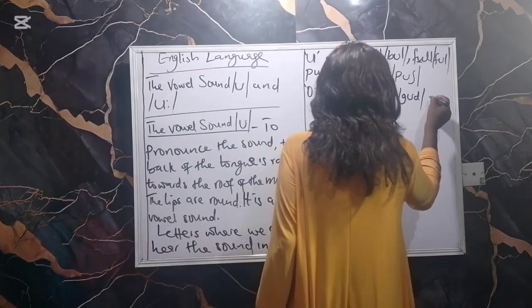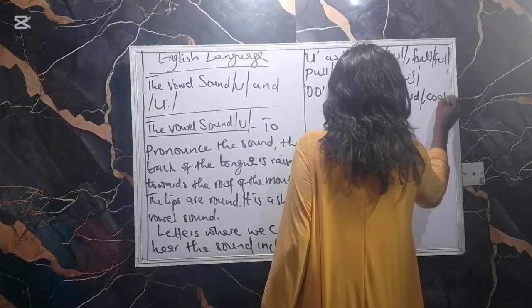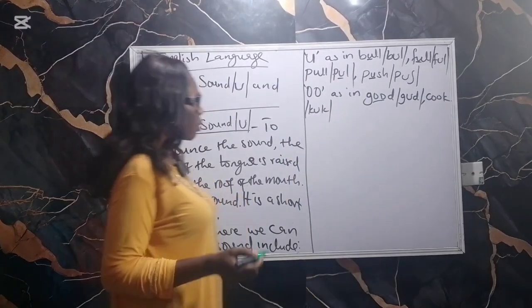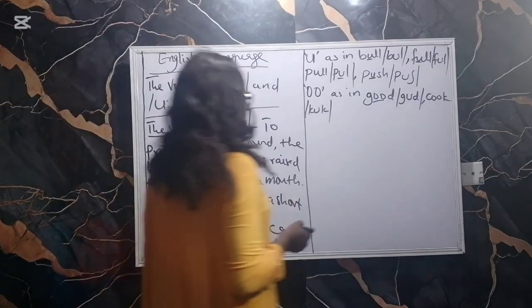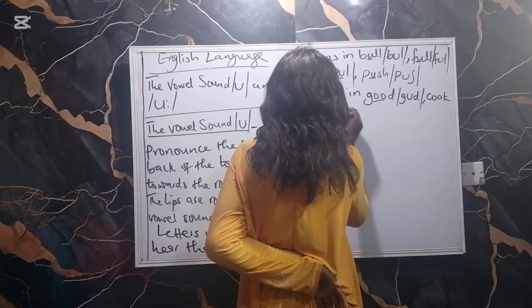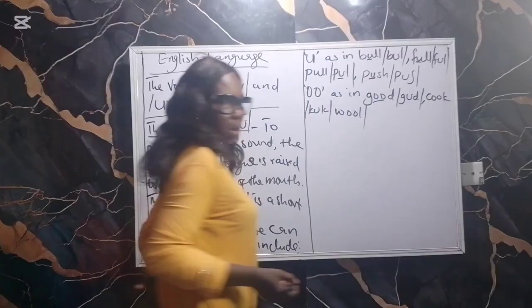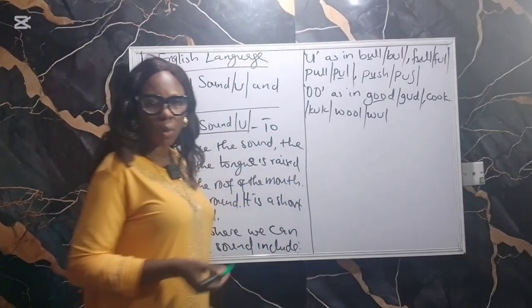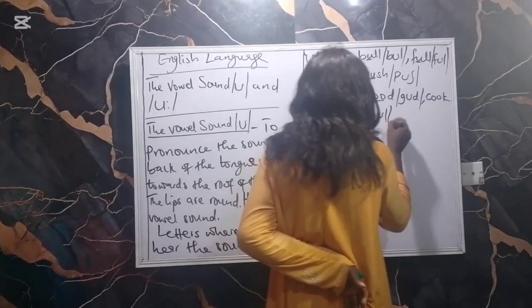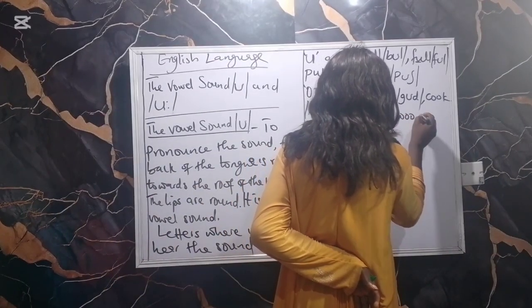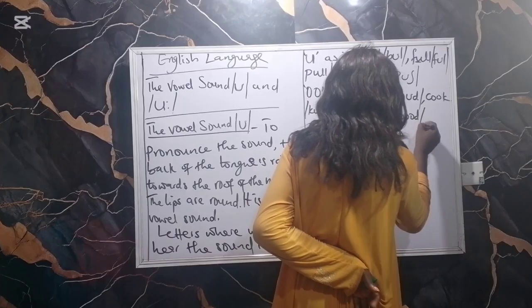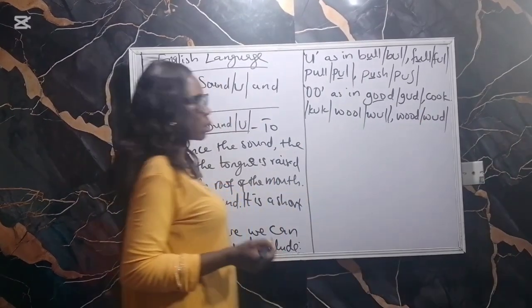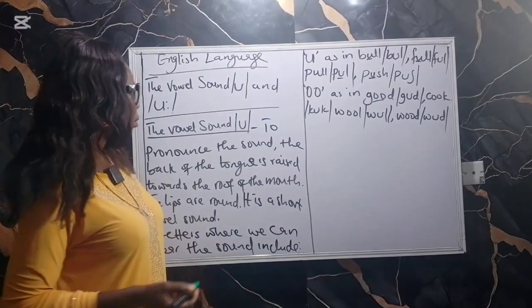We also have cook. And we also have wool. Wool, wood. Wood, and so on. That is it.